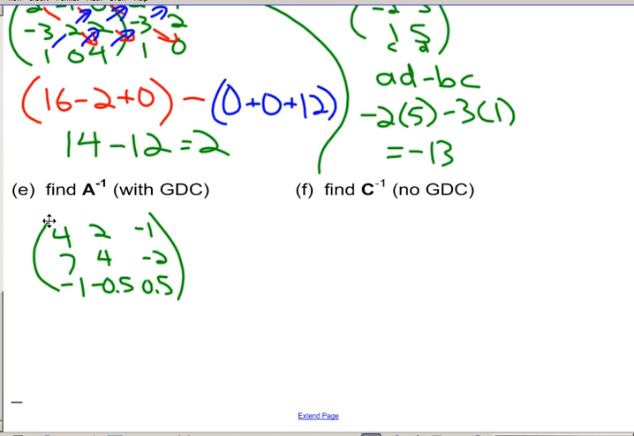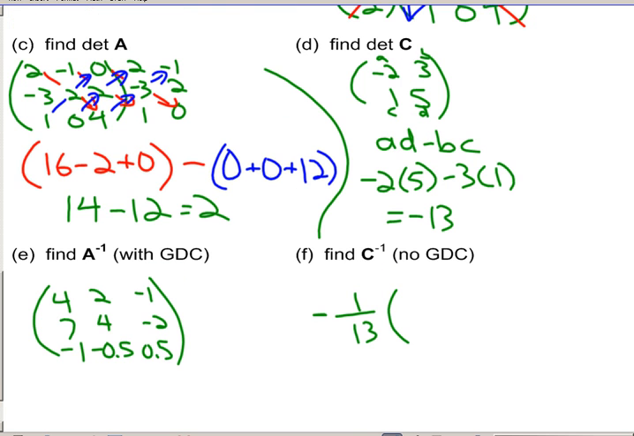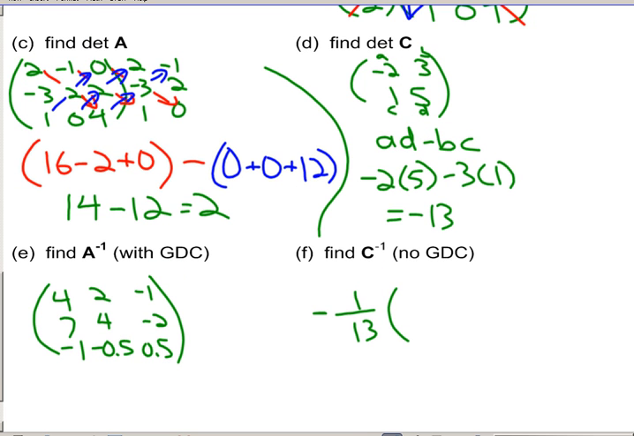All right, find the inverse of C. Well, the inverse of C is just going to be 1 over our determinant, which was negative 13. Just by convention, I'll put the negative out here. And then we have to switch the order in our matrix of the upper left and the bottom right. So A and D switch places. I get 5 and negative 2. And switch signs on B and C.